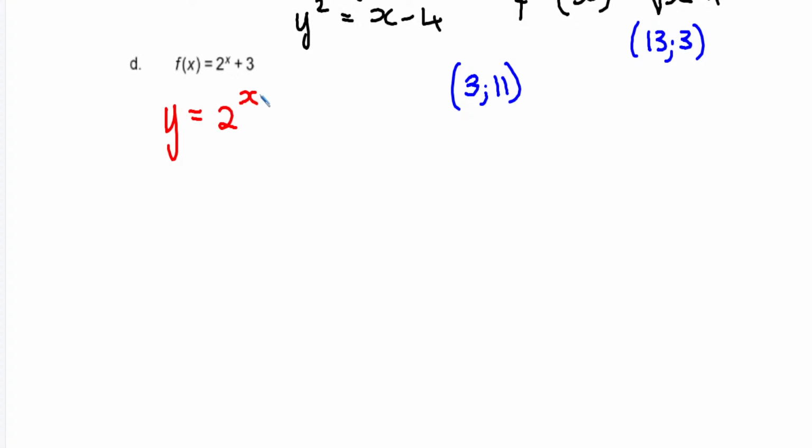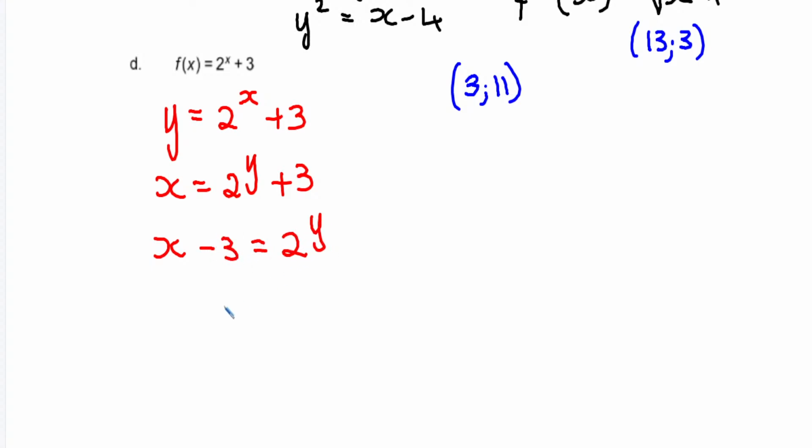y is 2 to the x plus 3. Swap x and y around. x is 2 to the y plus 3. Solve for y, so x minus 3 is 2 to the y. Now I'm going to go into log form. The base is always the base. So log base 2 of (x minus 3) is equal to y.